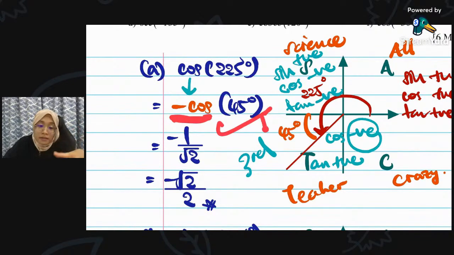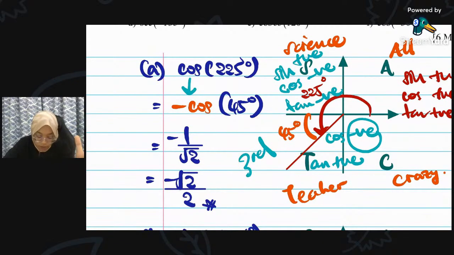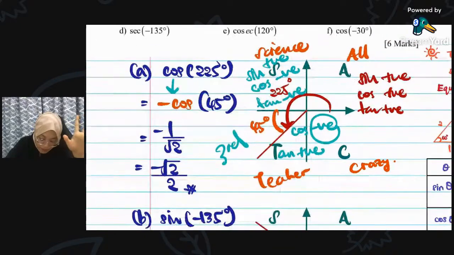This is your first marks, okay? It shows that you understand that you are telling pemeriksa exam yang you faham, third quadrant negative cos. And then you put the correct angle, 45 degree at the third quadrant. Again, third quadrant is very important there. And then, barulah masukkan 1 per square root 2. 1 per square root 2 ni mana datang pula, madam?